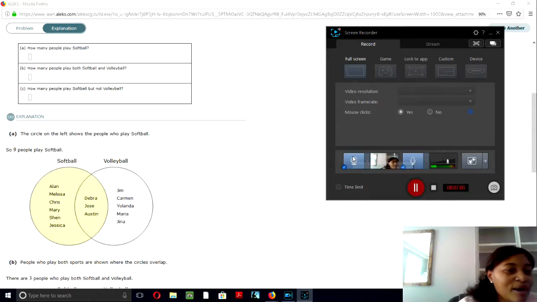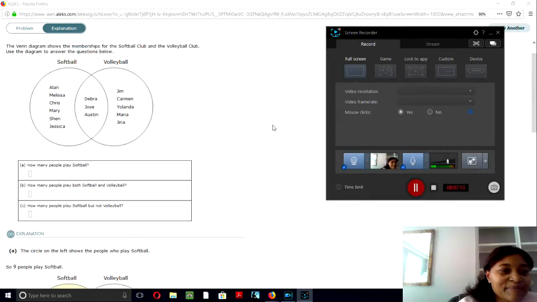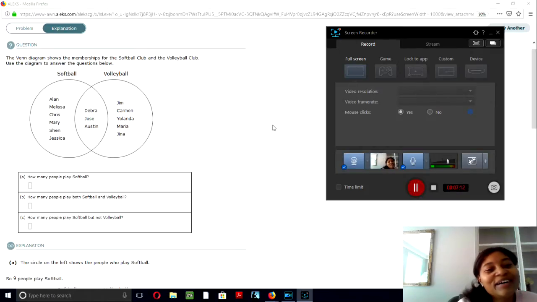Okay, the next problem is the Venn diagram. These can be a lot of fun, but it can be tricky at the same time. I always like these kind of problems. The Venn diagram shows the membership for the softball club and the volleyball club. Use the diagram to answer the questions below. How many people play softball?